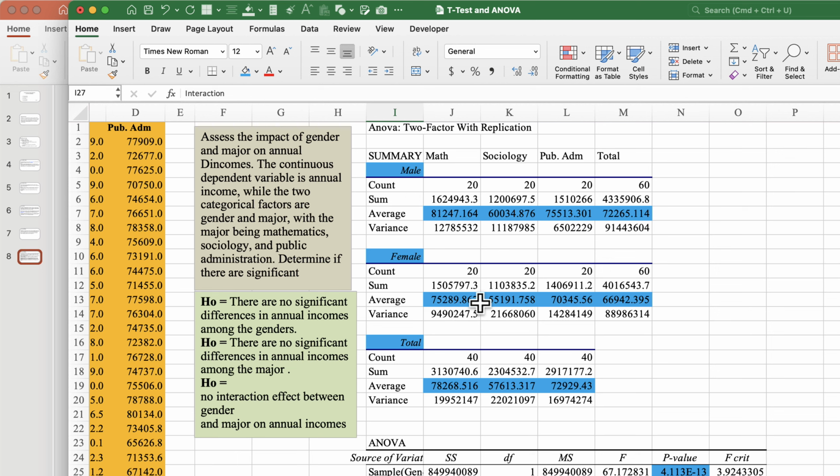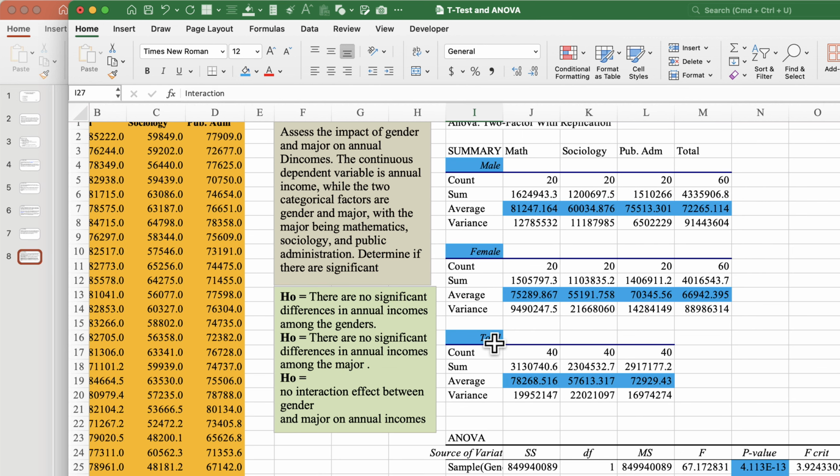The average salary of female in sociology is 55,191, which is less than 60,034 for male, and the average salary of females in public administration is 70,345, which is less than 75,513 for male. So one thing we can see, the average salary of females is lower across all programs.